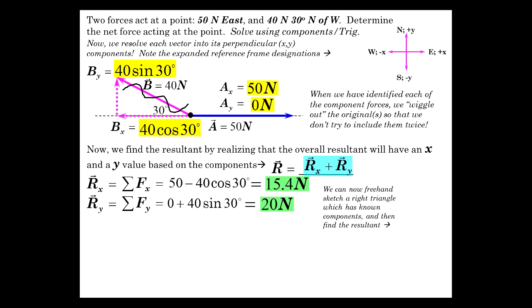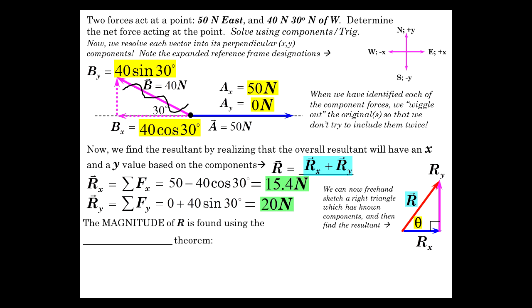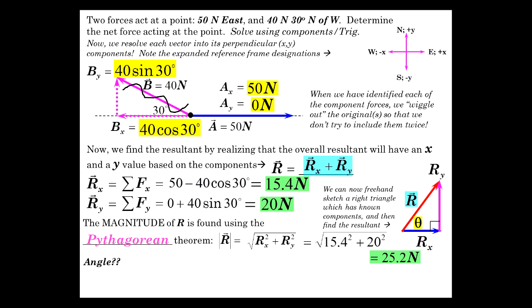So now we can kind of quickly freehand sketch the resultant. It has Rx, of course it also has Ry, and those are perpendicular to each other, and then we have the resultant with an angle. So this is our right triangle that we reduced all this down to. Now the magnitude of the resultant, Pythagorean theorem. So that magnitude, square root of the sum of the squares, is 25.2 newtons. Easy to do on your calculator.